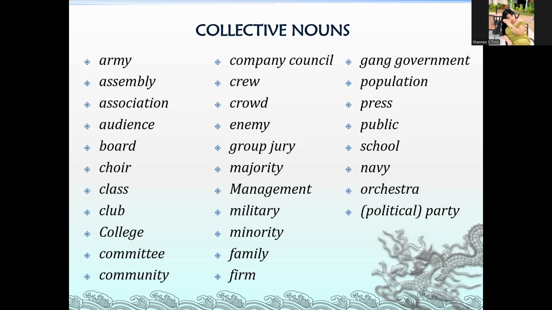Ano po name niya sa Facebook? Saan na lang po hanapin ninyo? Madali lang po akong mahanap.